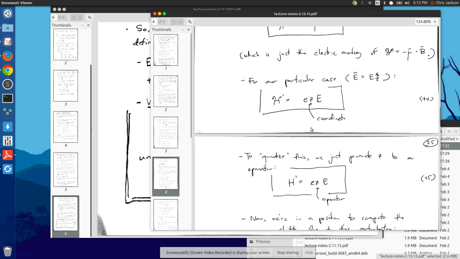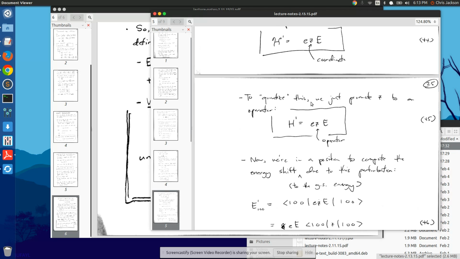Now what we want to do is quantize this. The only real observable here is the z coordinate, so all we have to do is promote z to be an operator.